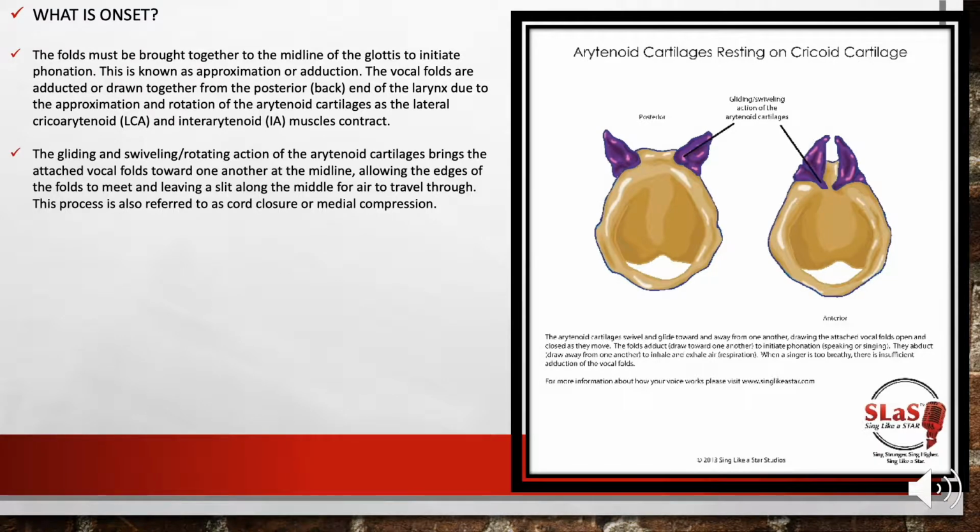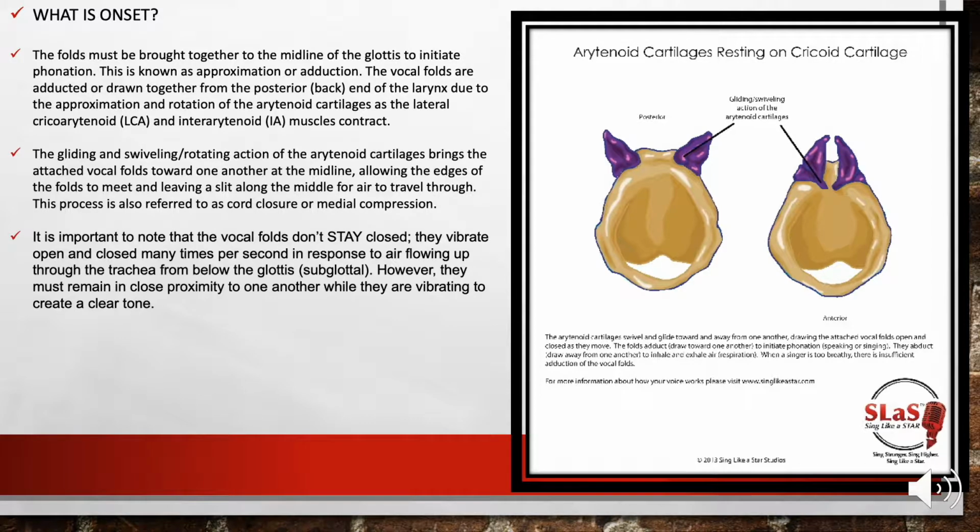The gliding and swiveling and rotating action of the arytenoid cartilages brings the attached vocal folds toward one another at the midline, allowing the edges of the folds to meet and leaving a slit along the middle for air to travel through. This process is also referred to as cord closure or medial compression. It is important to note that the vocal folds don't stay closed.